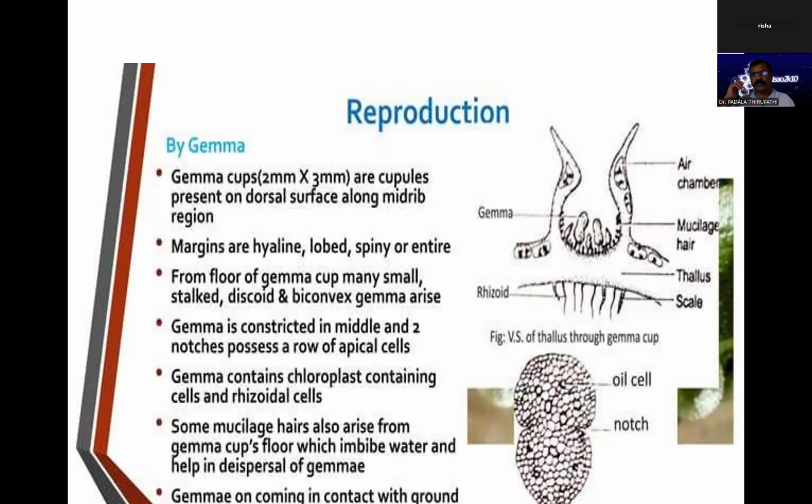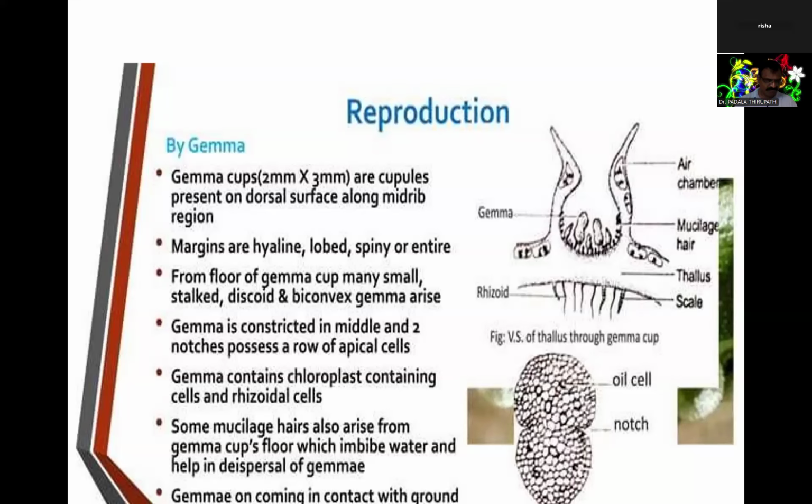The special feature of Marchantia is that it reproduces by another method of vegetative reproduction, that is by means of gemma cups. Questions can be asked mostly on this, that is gemma cups. In the first diagram you studied the gemma cups on the upper side, the dorsal side. In the midrib region they have gemma cups, inside which gemmae are produced, and these help in vegetative reproduction.